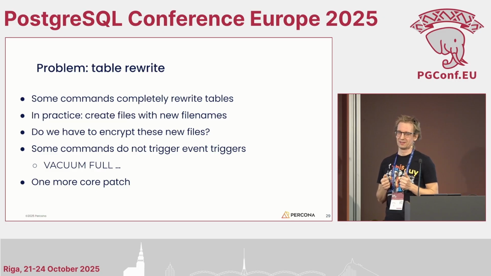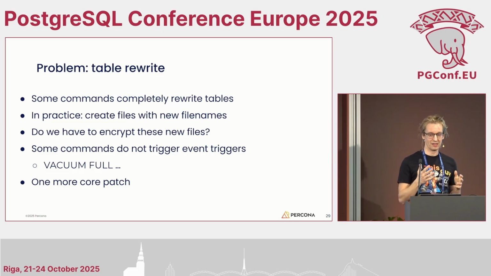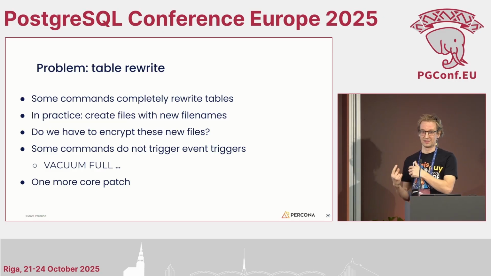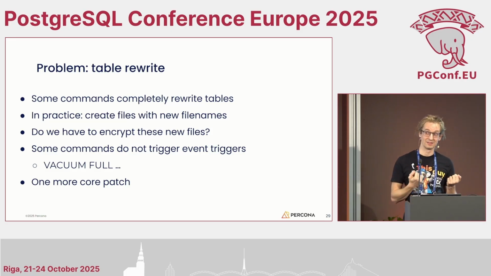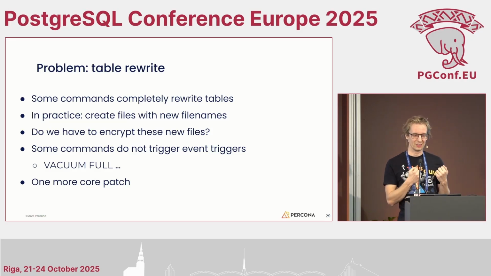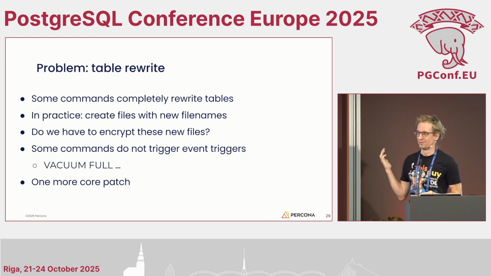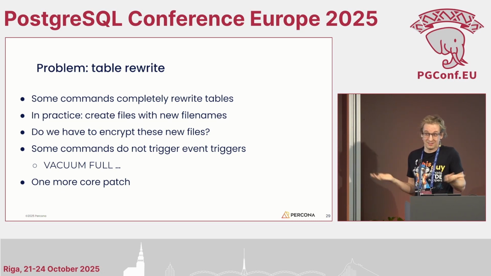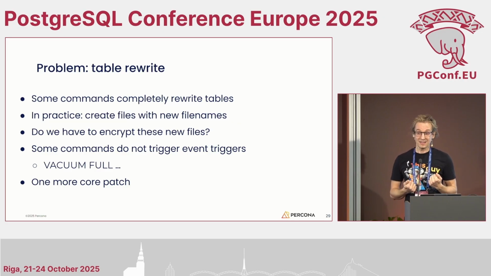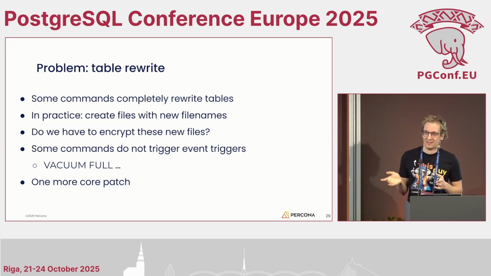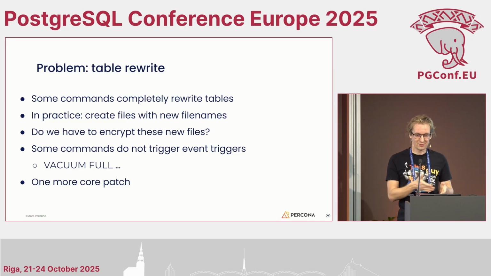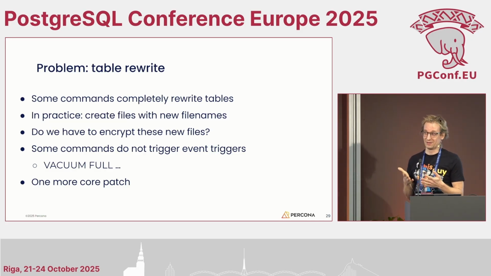And this is not a problem with things like alter table, because alter table is a DDL statement, so we have an event trigger for that. We can handle this in the event trigger. But we have other statements that do this, like vacuum full. Vacuum full is not a DDL statement, because it doesn't change anything in the data format. It just vacuums the table. But because it's not a DDL statement, there is no event trigger that gets triggered when users execute a vacuum full. So what we discovered is that if somebody executed a vacuum full, suddenly we started writing plain text data in a file that should have been encrypted.